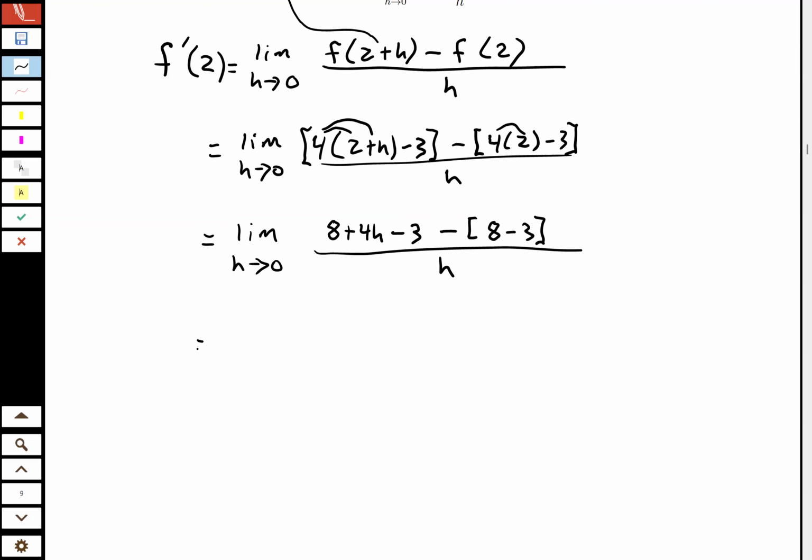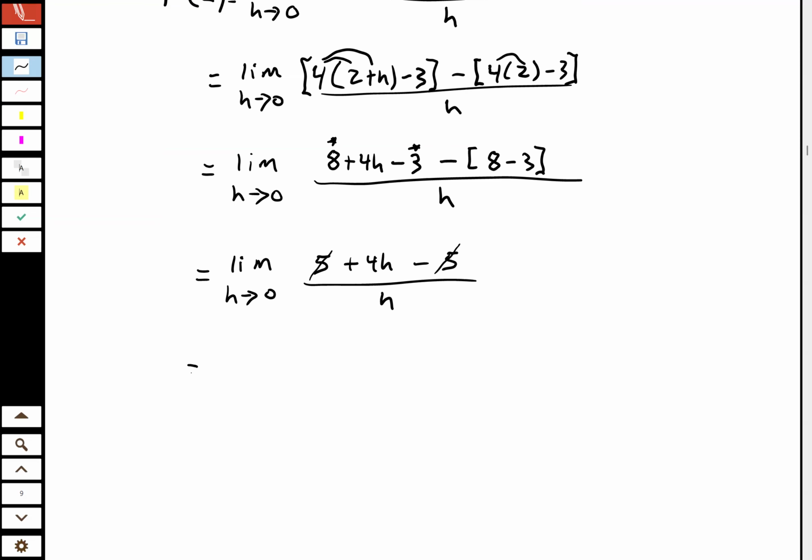Combining things a little bit more here, the 8 and the minus 3 will give me 5 if I do 8 minus 3. And this 8 minus 3 that I have in parentheses is another 5, minus 5. I have a plus 5 minus 5. Those are going to cancel each other out. And that leaves me with the limit as h goes to 0 of 4h over h.